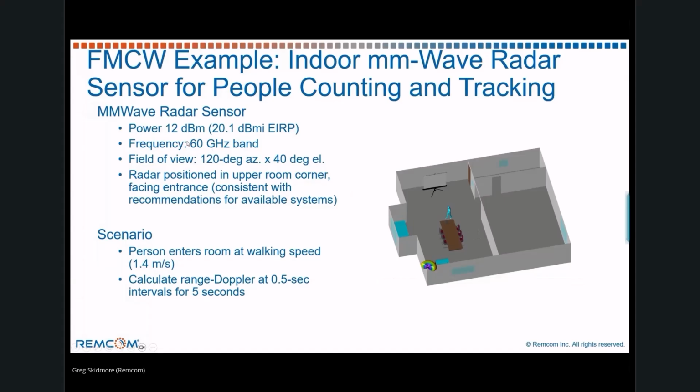In this case, we went at 60, we're up at the 60 gigahertz band. We have some information about power. We're going to get to angle estimation next, and we have a field of view for that about 120 degrees, and we'll explain how we got there.